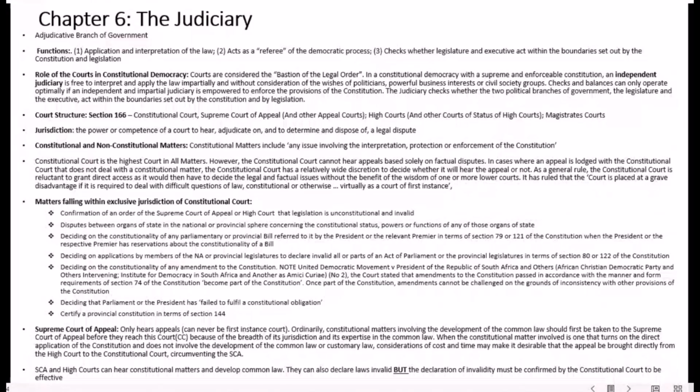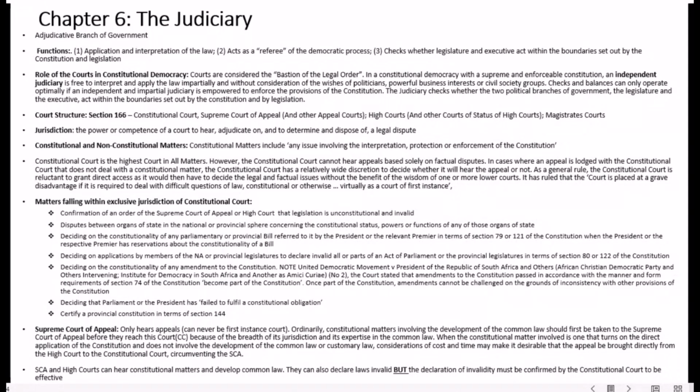When the constitutional matter involved is one that turns on the direct application of the Constitution and does not involve the development of the common law or customary law, considerations of cost and time may make it more desirable that the appeal be brought directly from the High Court to the Constitutional Court, circumventing the SCA. So the SCA, colleagues, is still very relevant. There's been some debate about whether it's still relevant now that it is not the highest court in non-constitutional matters, but it still has relevance.